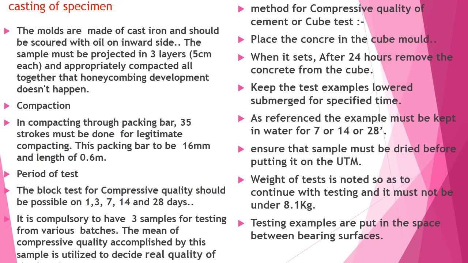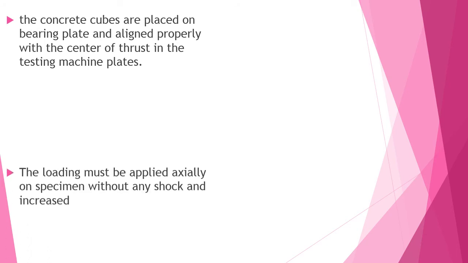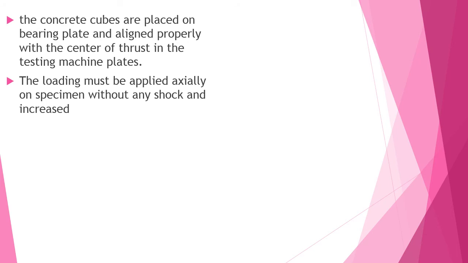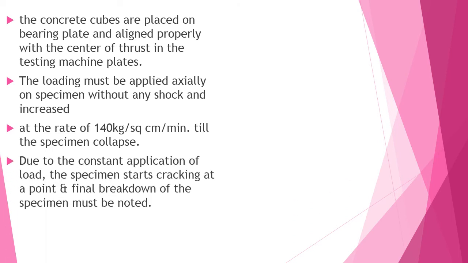Testing specimens are put in the space between the bearings. The concrete cubes are placed on a bearing plate and aligned properly with the center of thrust in the testing machine plates. The loading must be applied axially on the specimen without any shock and increased at the rate of 140 kg per square centimeter minimum till the specimen collapses.